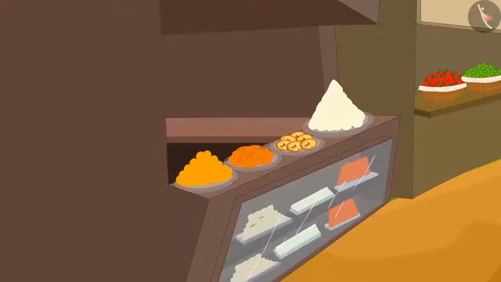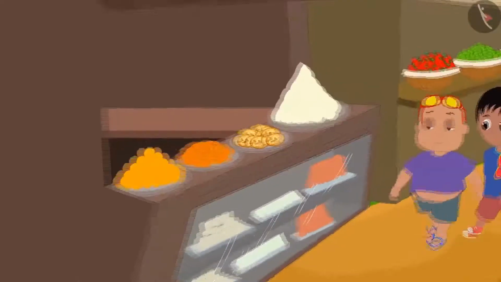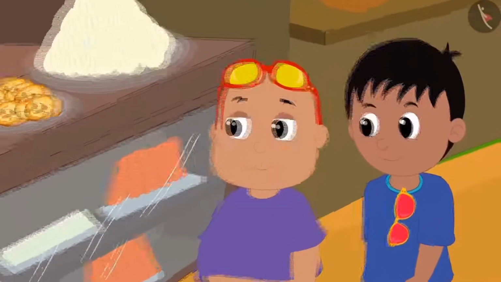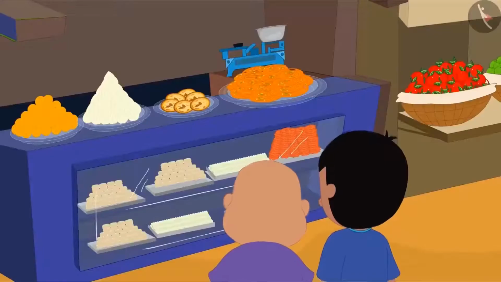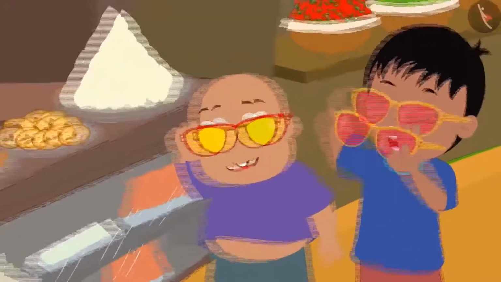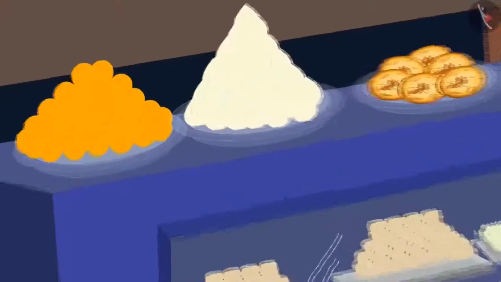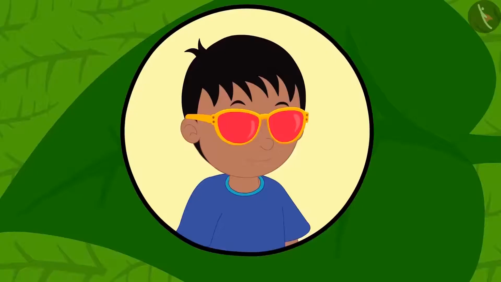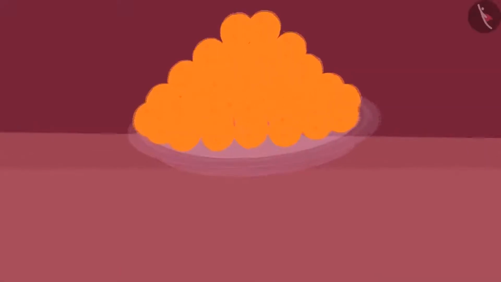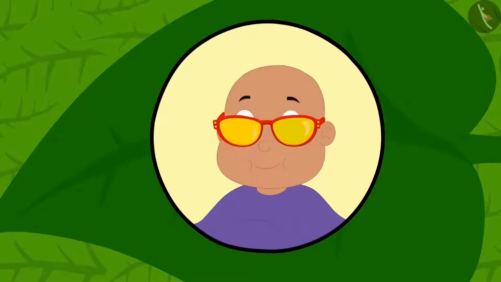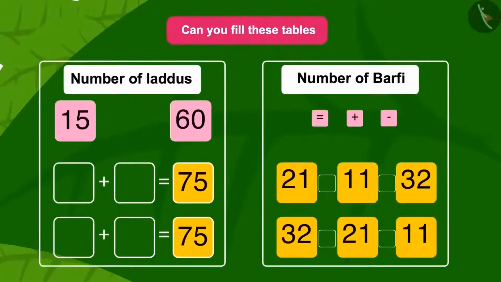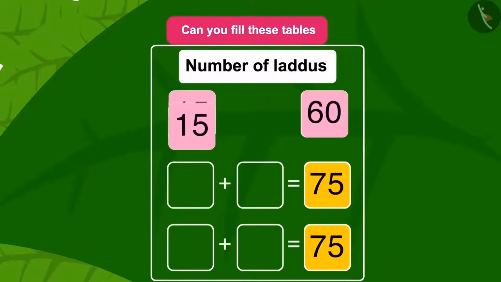Isn't it fun? Now Raju and Bablu went to the Appu Elephant's sweet shop. This time, Raju and Bablu looked at Appu's sweet shop together with their glasses. But Raju looked towards Laddu and Bablu looked towards the Barfi. Children, can you fill these tables using the numbers and symbols above them?